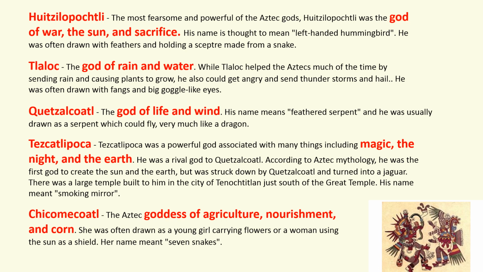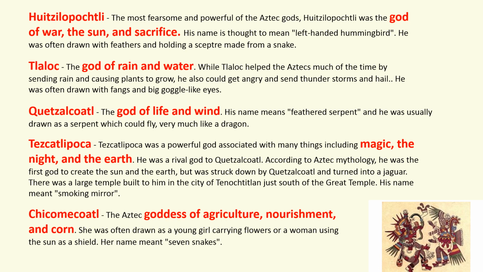This god was a powerful god associated with many things, including magic, the night, and the earth, and he was a rival god to Quetzalcoatl. According to Aztec mythology, he was the first god to create the sun and the earth, but was struck down by, I'm not going to say this, but you can read it, and turned into a jaguar. There was a large temple built to him in the city of Tenochtitlan, just south of the Great Temple, and his name meant smoking mirror.